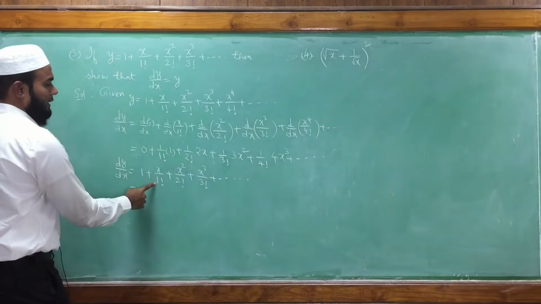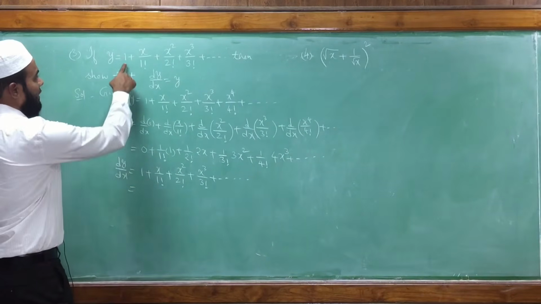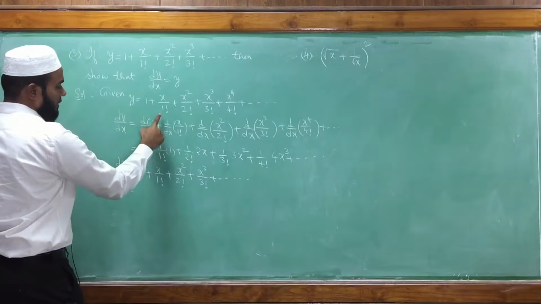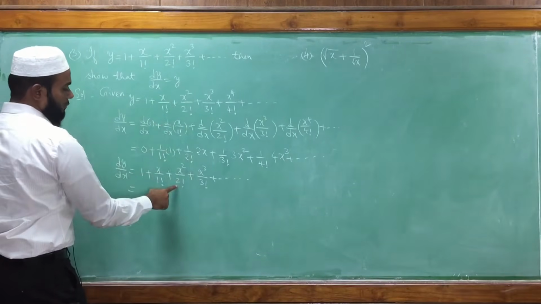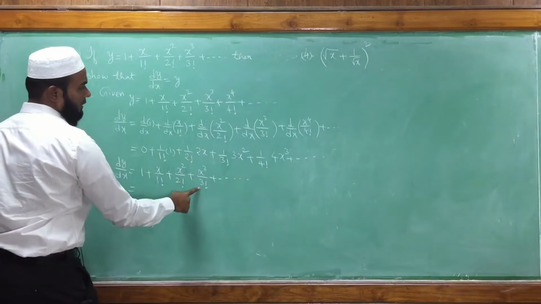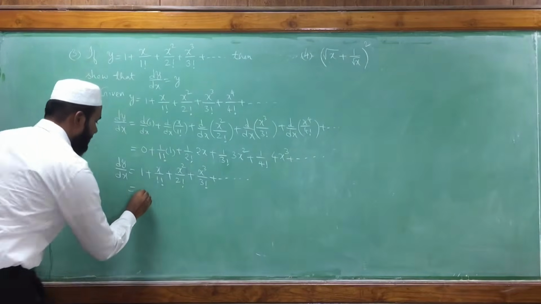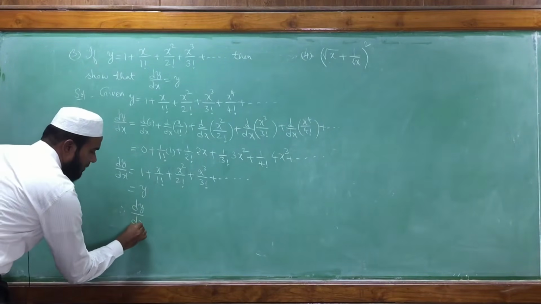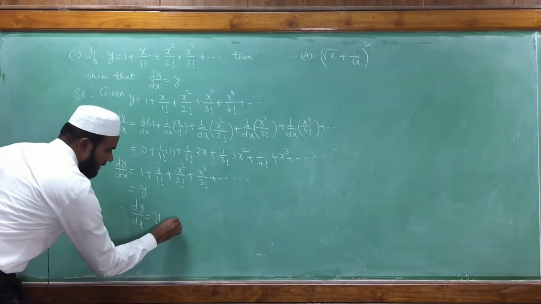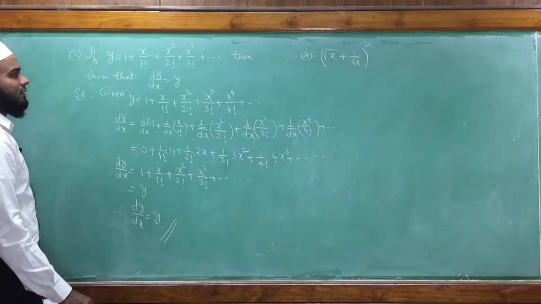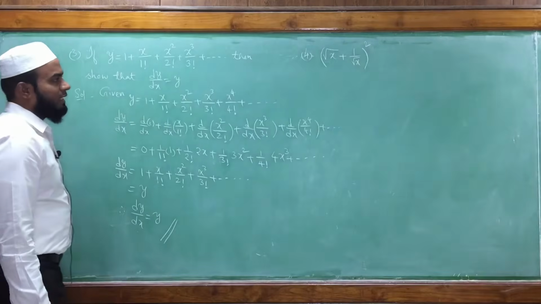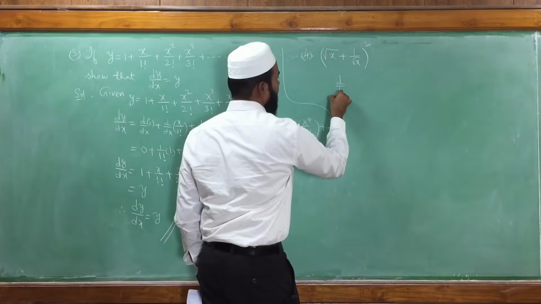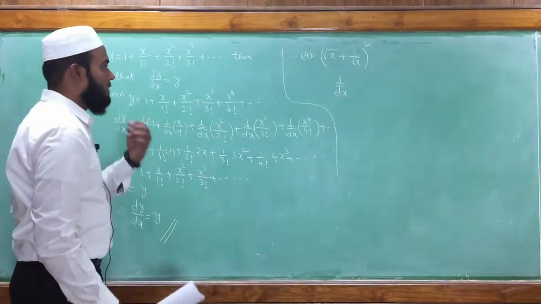Students, you observe this one, it is nothing but the given. What is given? y equals 1, same thing, x by 1 factorial, x square by 2 factorial, x cube by 3 factorial and so on, right. This is nothing but y. Therefore, what have we proved? We have proved that dy by dx is nothing but y, right. We will go for the next problem, which is the fourth one. So, what we have to do? We have to find the derivative of this, right.